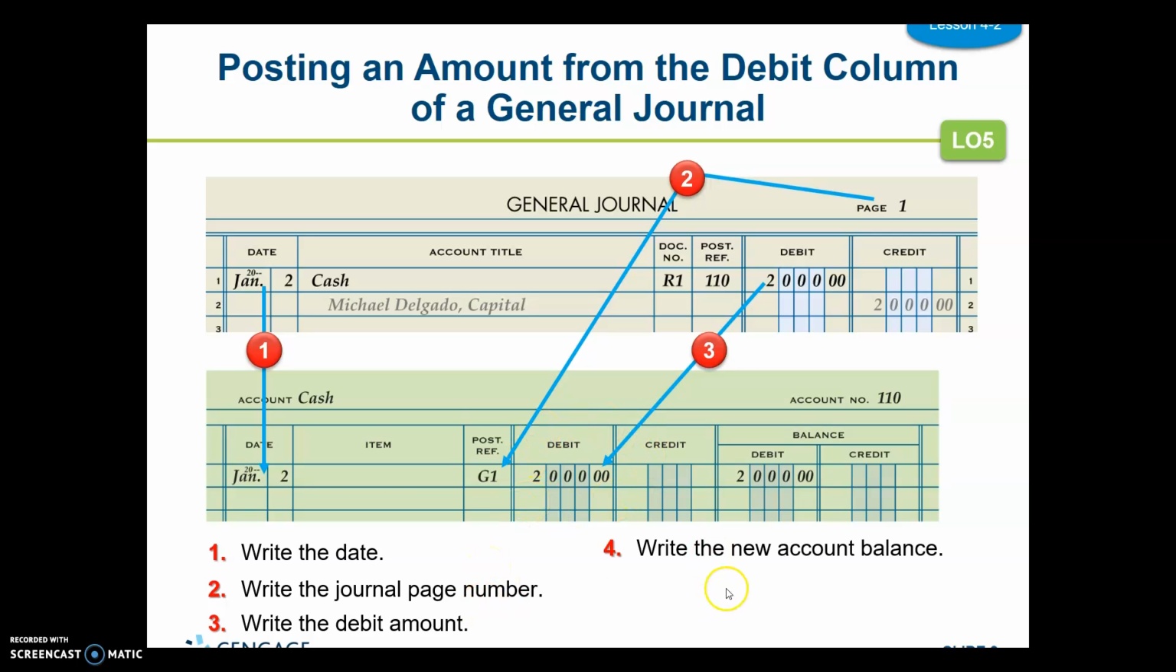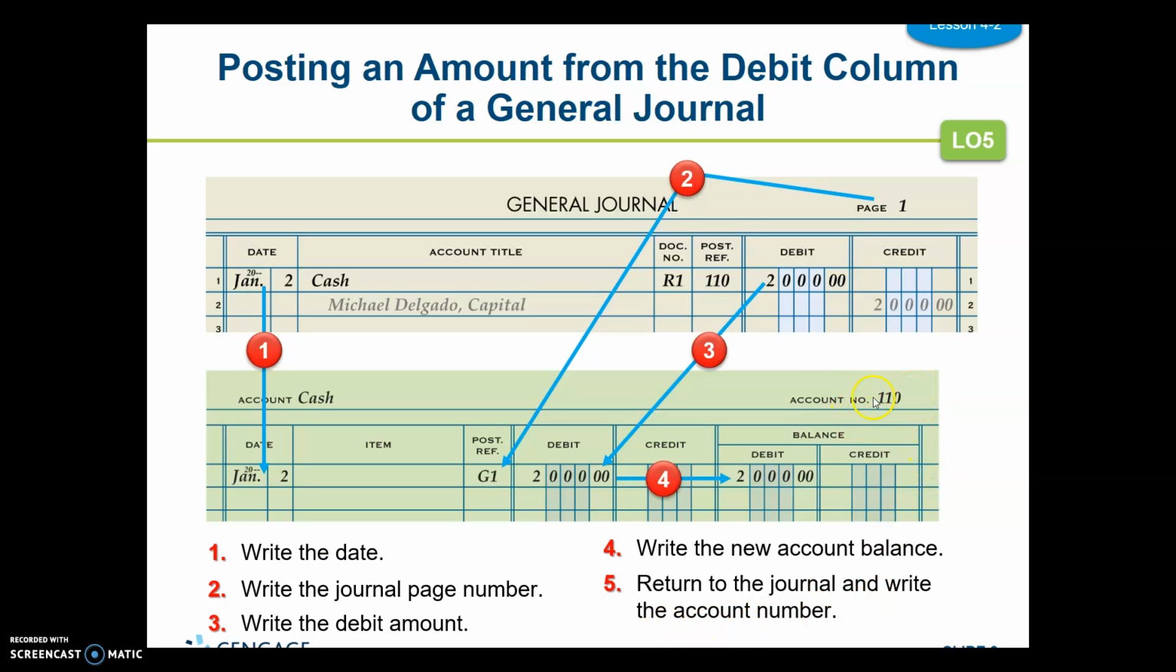Step 4 is we write the new account balance. There are 2 columns for balances, the debit and credit. Because cash is an asset and the normal balance is debit, you're going to be using, for the most part, the debit column because that's showing the increase. When we pay cash, though, it will be showing a credit. So then we just transfer that original amount into that debit column for the balance. And the 5th and final step is we return to the journal and we write the account number.